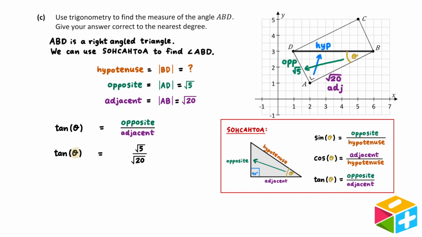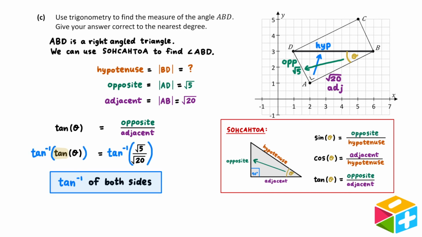Our goal here is to find the value of the angle theta. To do this, we'll need to remove the tan in front of it. Whenever we want to remove something from an equation, we need to perform the inverse operation to both sides. There's a function called tan inverse, which is defined to be the inverse of tan. So here, we should take tan inverse of both sides.